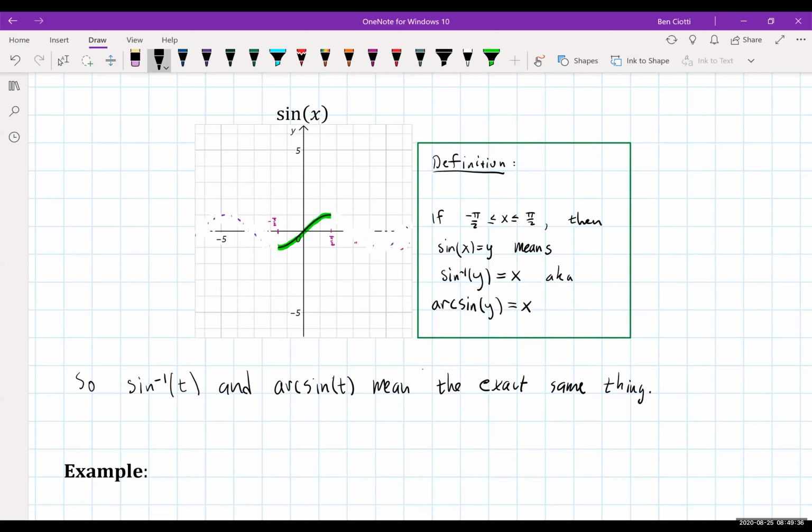And note that this is not 1 over sine of t. Okay, so don't ever make that mistake. I know the notation is a little bit wonky because when we put a 2 up there, that did mean sine squared, but here it's a -1 power, but it does not mean 1 over sine. It means inverse sine.